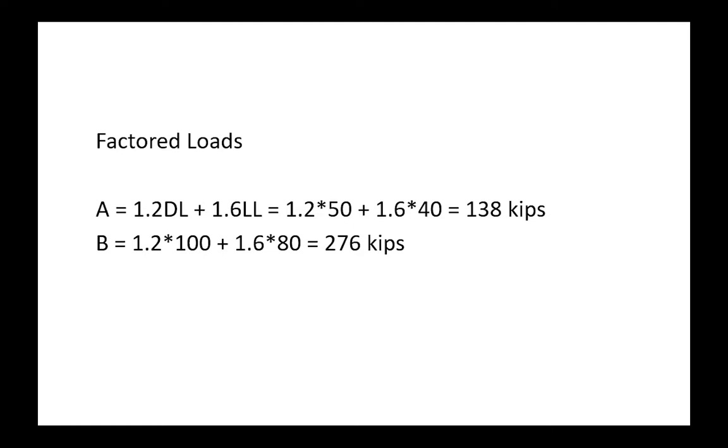The factored loads are then calculated by multiplying the dead load with 1.2 and multiplying the live load with 1.6. For column A, the factored load is equal to 138 kips. And for column B, the factored load is equal to 276 kips.